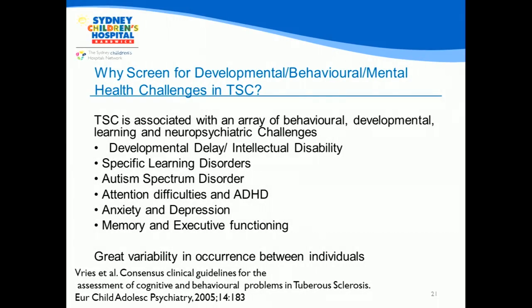The reason why screening is important in this area of TSC is because we know that there is an array of behavioural, developmental, learning and neuropsychiatric challenges or manifestations associated with TSC. So learning problems, intellectual disability, autism spectrum disorder, attention deficit hyperactivity, anxiety, depression, particularly as you get into adolescence and older children, and memory and executive function in those that have more normal cognitive function. There's huge variability between individuals, and that's probably the bigger reason why you need to look and ask specifically, because it's so broad and so different.